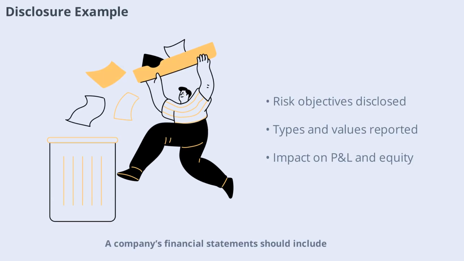A company's financial statements should include disclosures about its risk management objectives, the types of derivatives used, and the methods for measuring fair value. For example, if a company uses currency futures to hedge foreign exchange risk, it must disclose the notional amounts, fair values, and the impact on profit and loss and equity. These disclosures provide transparency for investors and regulators.